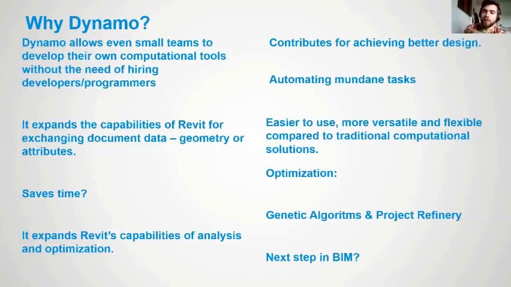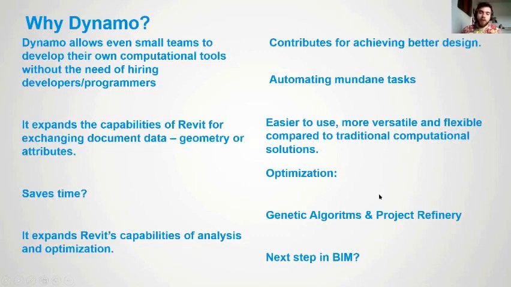It contributes to achieving better design, because the more information we have in the early stages of design about the consequences of what we are designing, the better we can adjust that design in early stages to match the requirements. It automates mundane, boring tasks, like, for example, changing 100 names of the views, or linking 100 CAD files. It's easier to use and more versatile compared to traditional computational solutions, and I mean code.